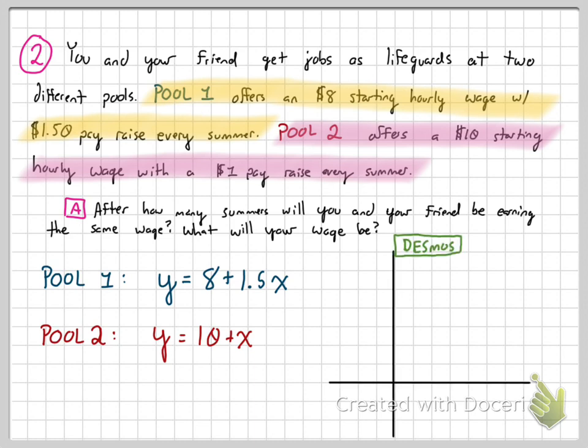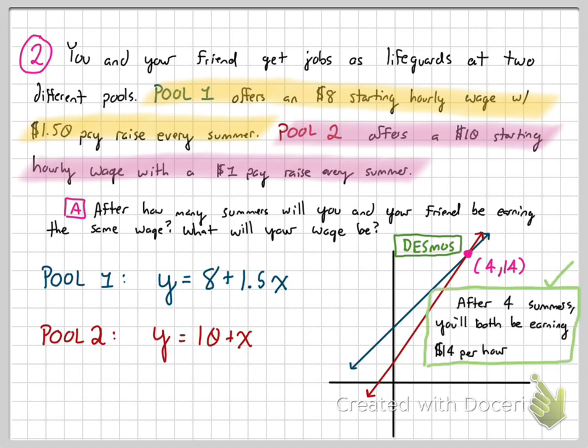Now, we'll just use Desmos to type out our equations, and then I'll see a picture that looks like this for my solution. So I see that I have a solution at (4, 14), so how I can interpret that for a word problem: after 4 summers, you'll both be earning $14 an hour.